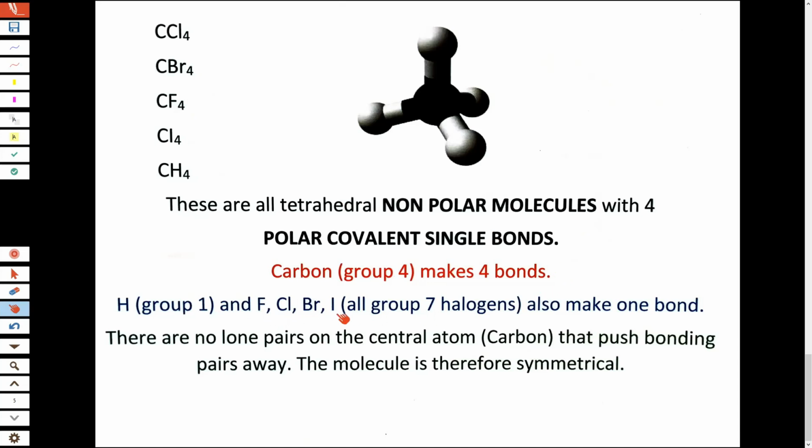Fluorine, chlorine, bromine, iodine are all in group 7. They are halogens. They also all make 1 bond. So all these molecules will be C and then something else, of which we will have 4. There are no lone pairs on the central carbon atom that push the bonding pairs away, and these molecules are therefore symmetrical.